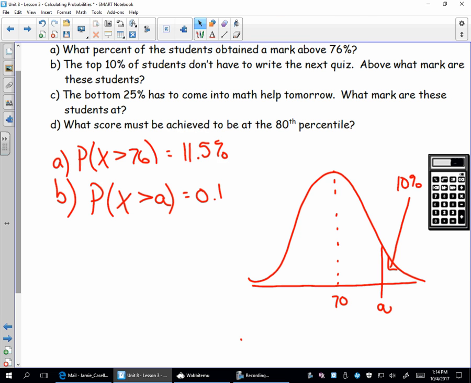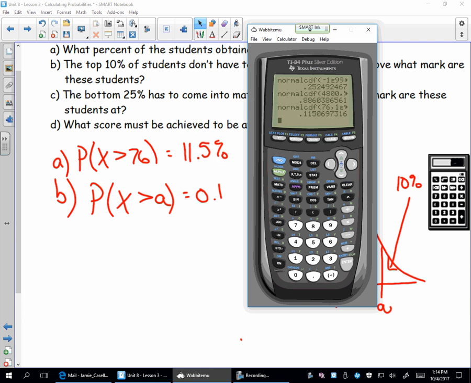So to do this, we can use our calculators, but we have to do a different kind of function. We have to do the opposite of normal CDF. So to do that, we're going to use second vars, but we're going to use number 3, the inverse norm, the opposite of a normal CDF. So let's go to number 3.